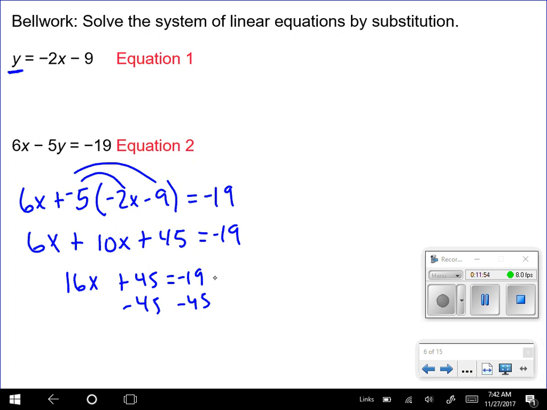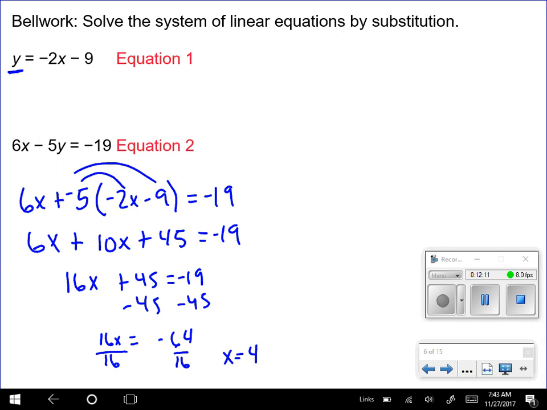So really what I'm doing is adding here. That's going to give me 64, but it's going to be negative, and that equals 16x. So I'll finally, last step there, divide by 16, and you see why you have to be so good at solving equations here, but x should equal 4.